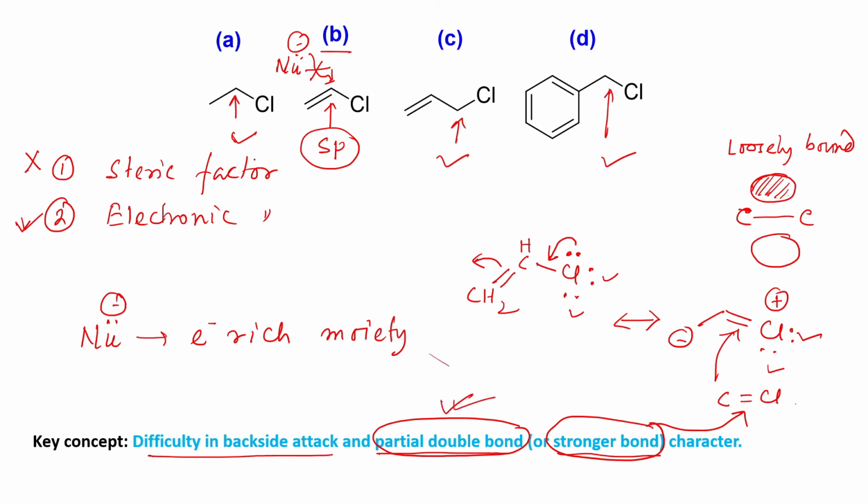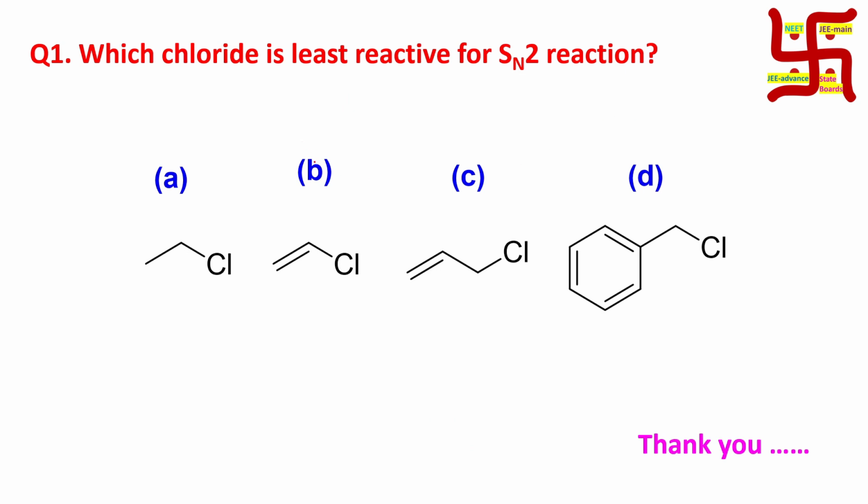That's why a nucleophile can't attack this vinyl system. Actually it has a name, vinyl chloride, and SN2 reaction can't occur on this system. And by the way, options C and D, remember these are allylic and benzylic, they are very good for both SN1 and SN2. So what is the answer? The answer is least reactive for SN2 reaction. The answer is option B.